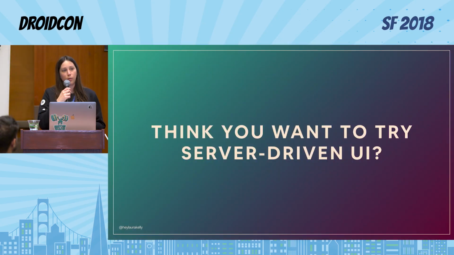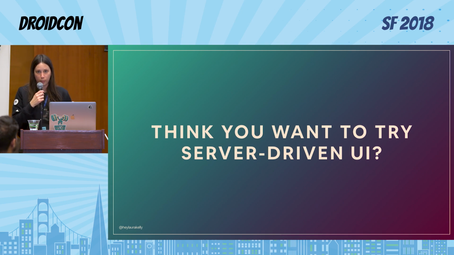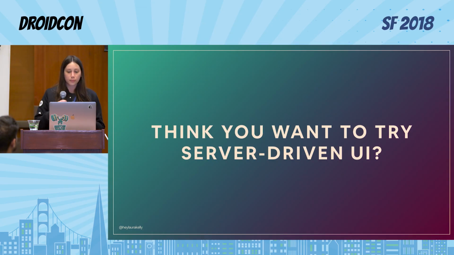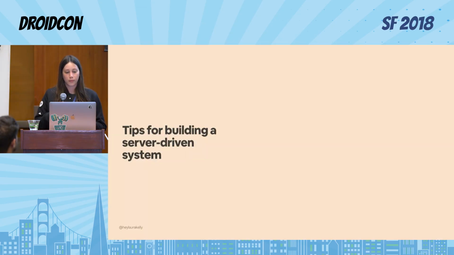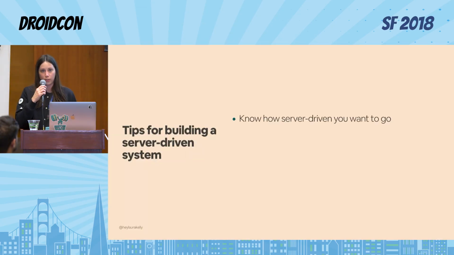So that's a few of the different ways that we're using server-driven UI at Airbnb. If you're thinking you want to try this and implement a system for yourself, here's some tips. First, know how server-driven you want to go. We gave kind of a range here. You could have something that's really specific to a feature, like the reservations platform, that will be pretty simple to get off the ground. You can also go to the other end of the spectrum and do something like Lona that's a more generalizable system.